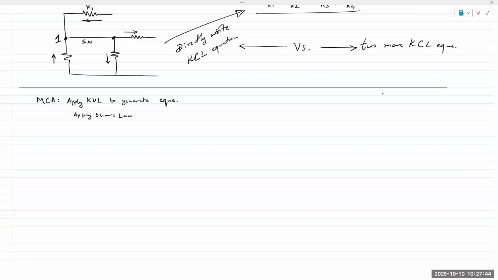If it's a single branch, there's only one mesh current flowing through that branch. Straightforward, it's easy to apply KVL. You have the voltage, you simply express it in terms of the mesh current. But when we have a shared branch, and the shared branch has two mesh currents flowing in there, then we must realize that the mesh currents are hypothetical. They are not real. Two currents cannot exist in the same branch of a circuit. It's just not possible.